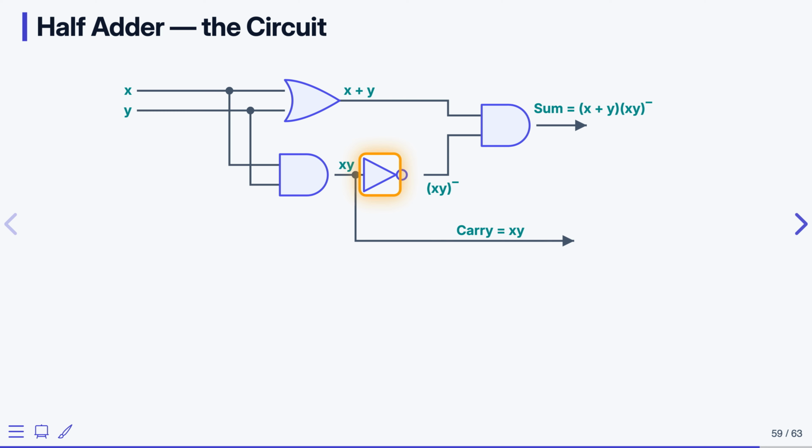The other branch meets an inverter, and becomes the bar of xy. Then the OR output and the inverted product meet at the final AND gate. And that gives the sum bit: 4 gates, 2 answers.